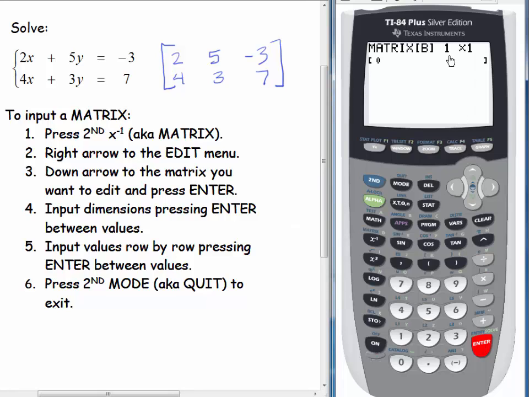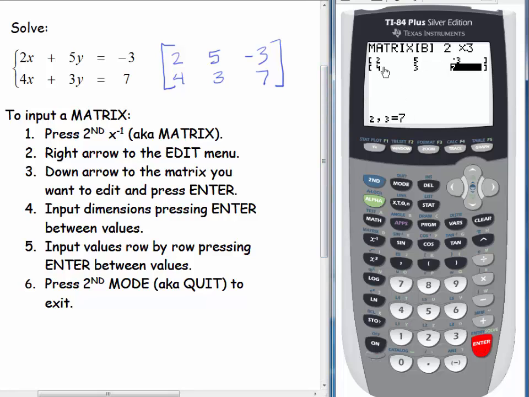Up here it tells what size the matrix needs to be. It's always rows by columns. Since I have 2 rows, I'm going to put 2 and then press enter. And then I have 1, 2, 3 columns, so I'm going to put 3 and then enter. Then it'll allow us to enter our values row by row. So I'm going to put 2, 5, pressing enter between each value, negative 3, 4, 3, 7.